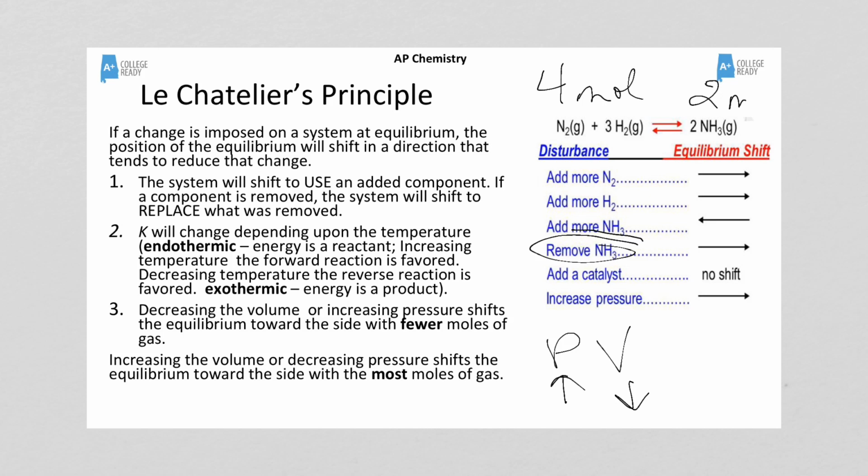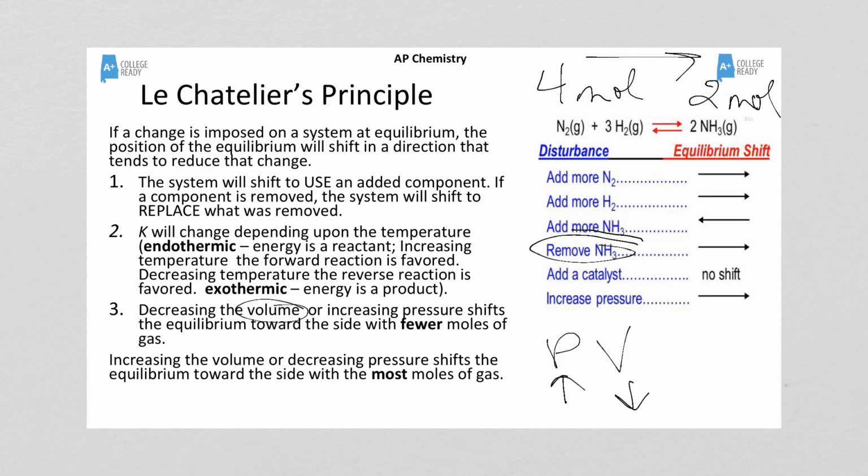And then on this side we have 2 total: 1 plus 3 is 4 on one side, and then 2 with the ammonia. It depends on the shift as to where the moles are. So notice what it says. If we decrease the volume or increase the pressure, because that's doing the same thing, it's going to shift towards fewer moles of gases. Think of small volume, not much room, it shifts to fewer moles.